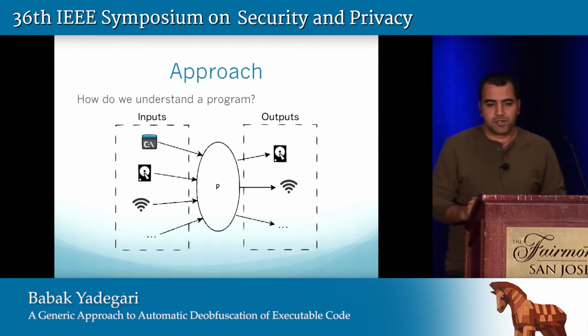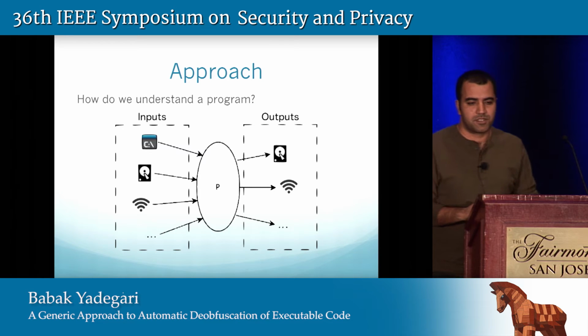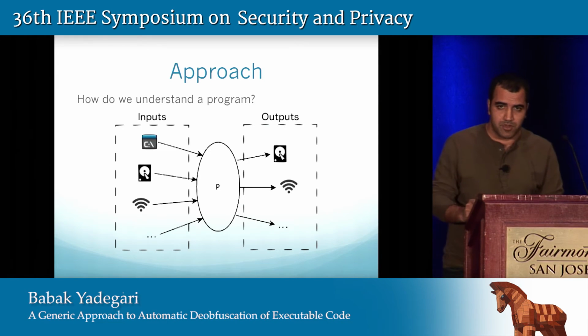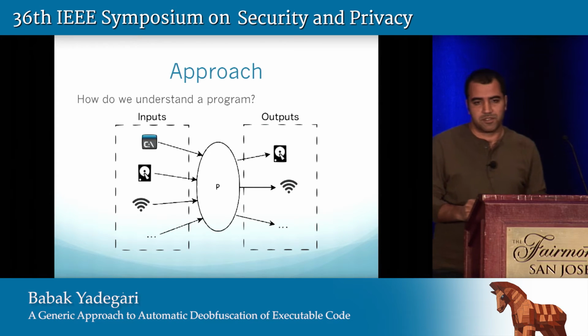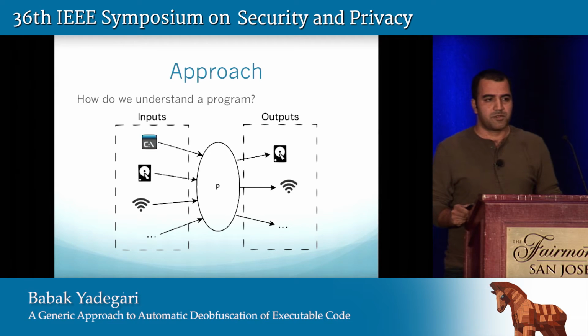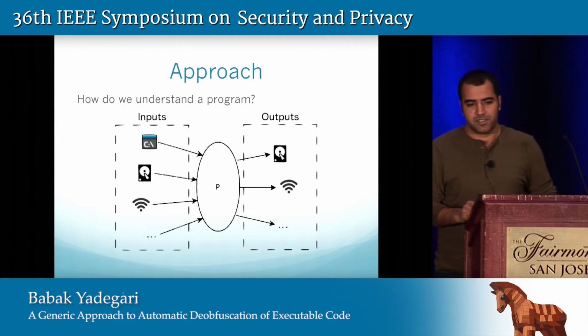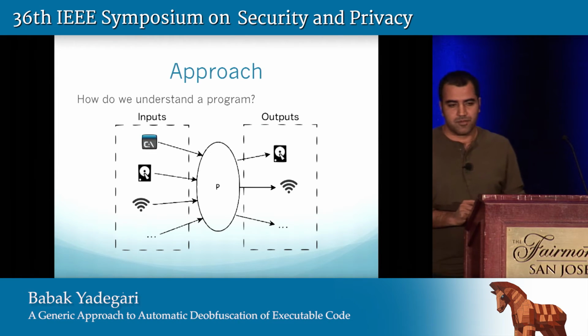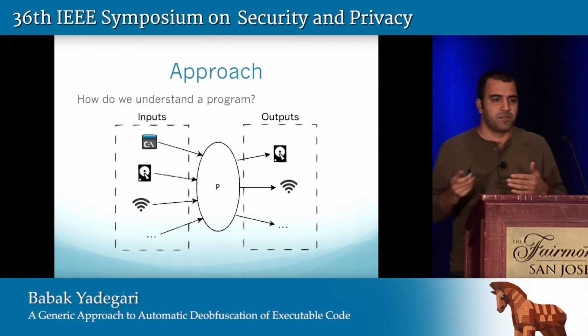In order to start the deobfuscation process, we need to define what is significant about the program that we want the deobfuscation process to preserve. We define a program as a mapping from its inputs to its outputs. So we want deobfuscation to identify the computation that involves this mapping from inputs to outputs, extract this information from the obfuscated program, and simplify it.